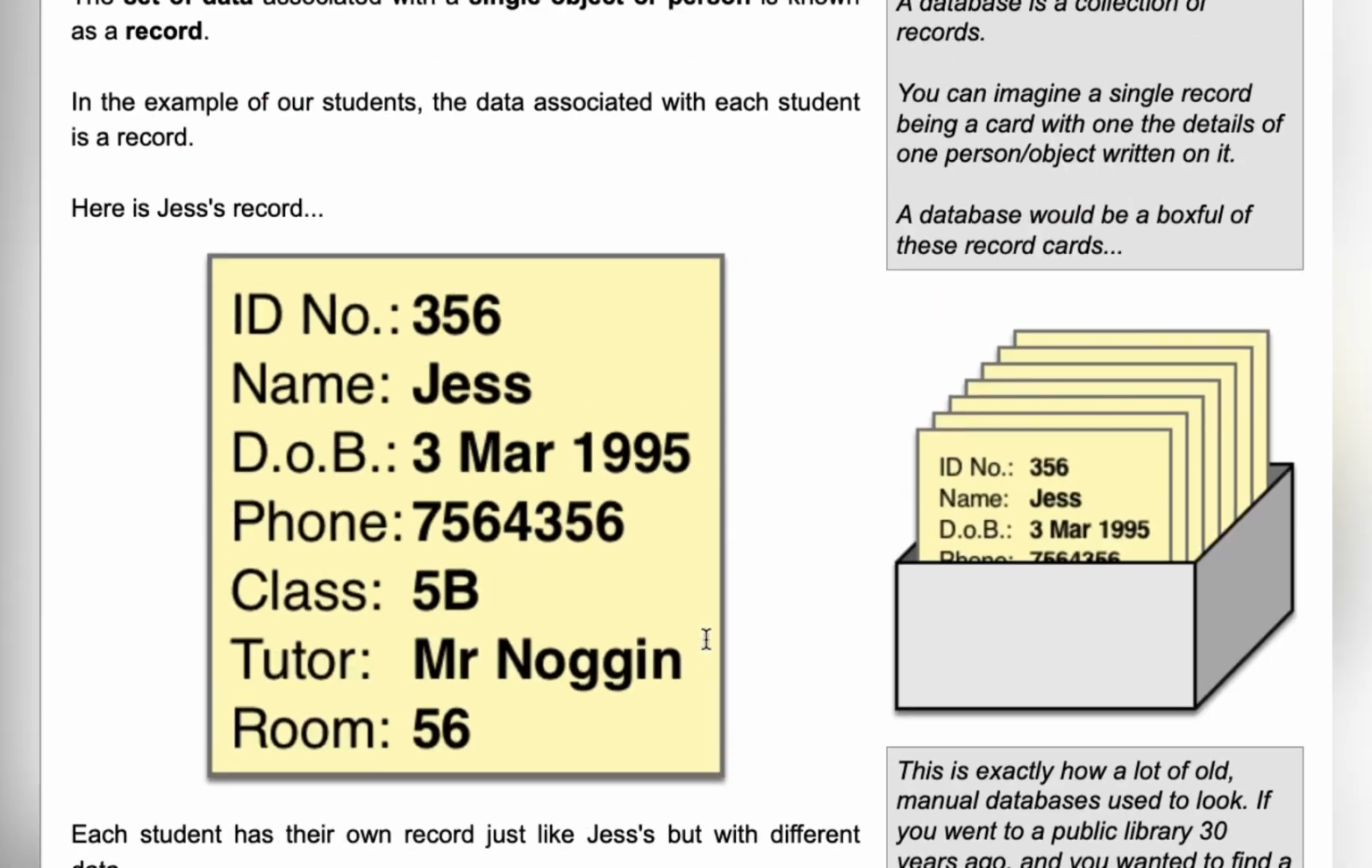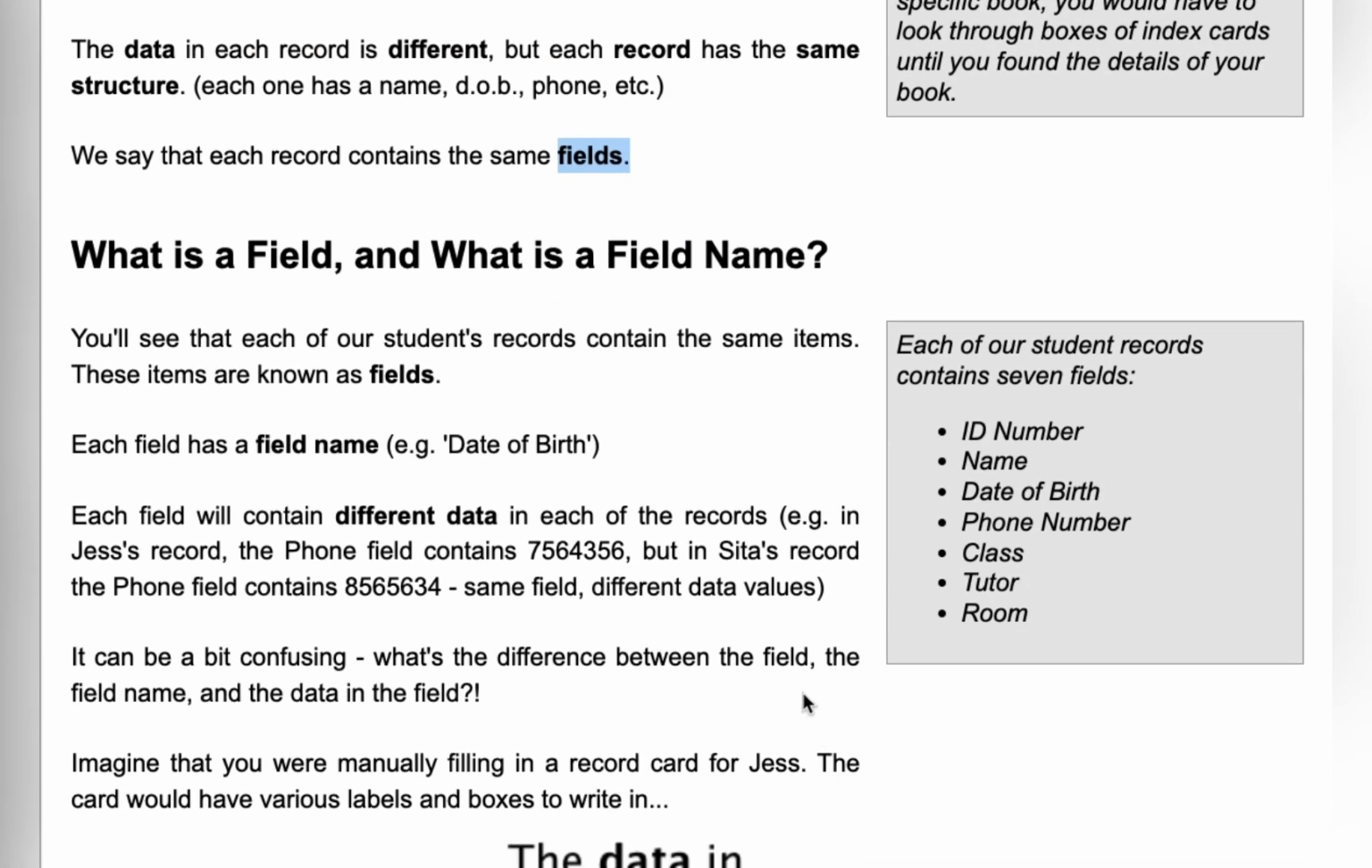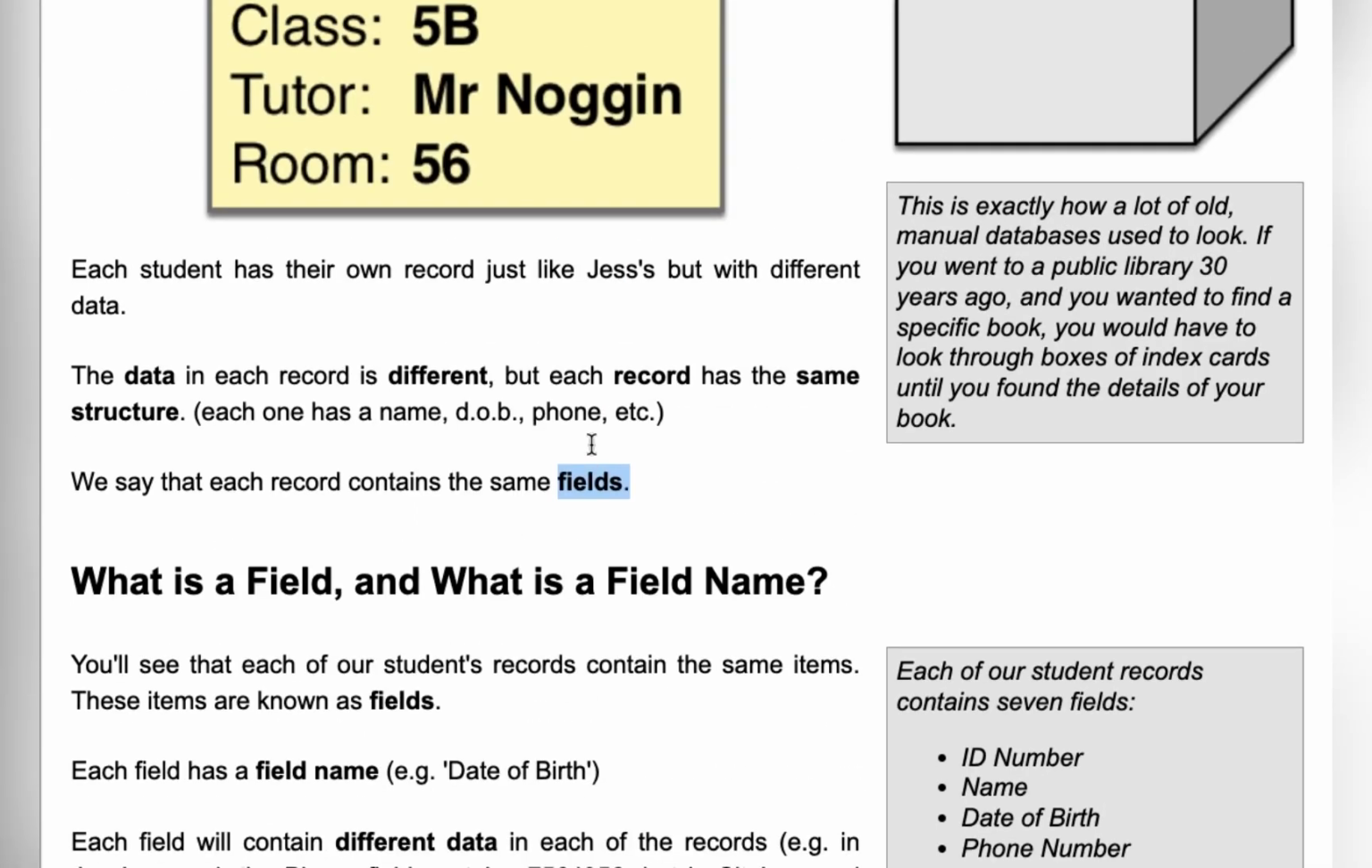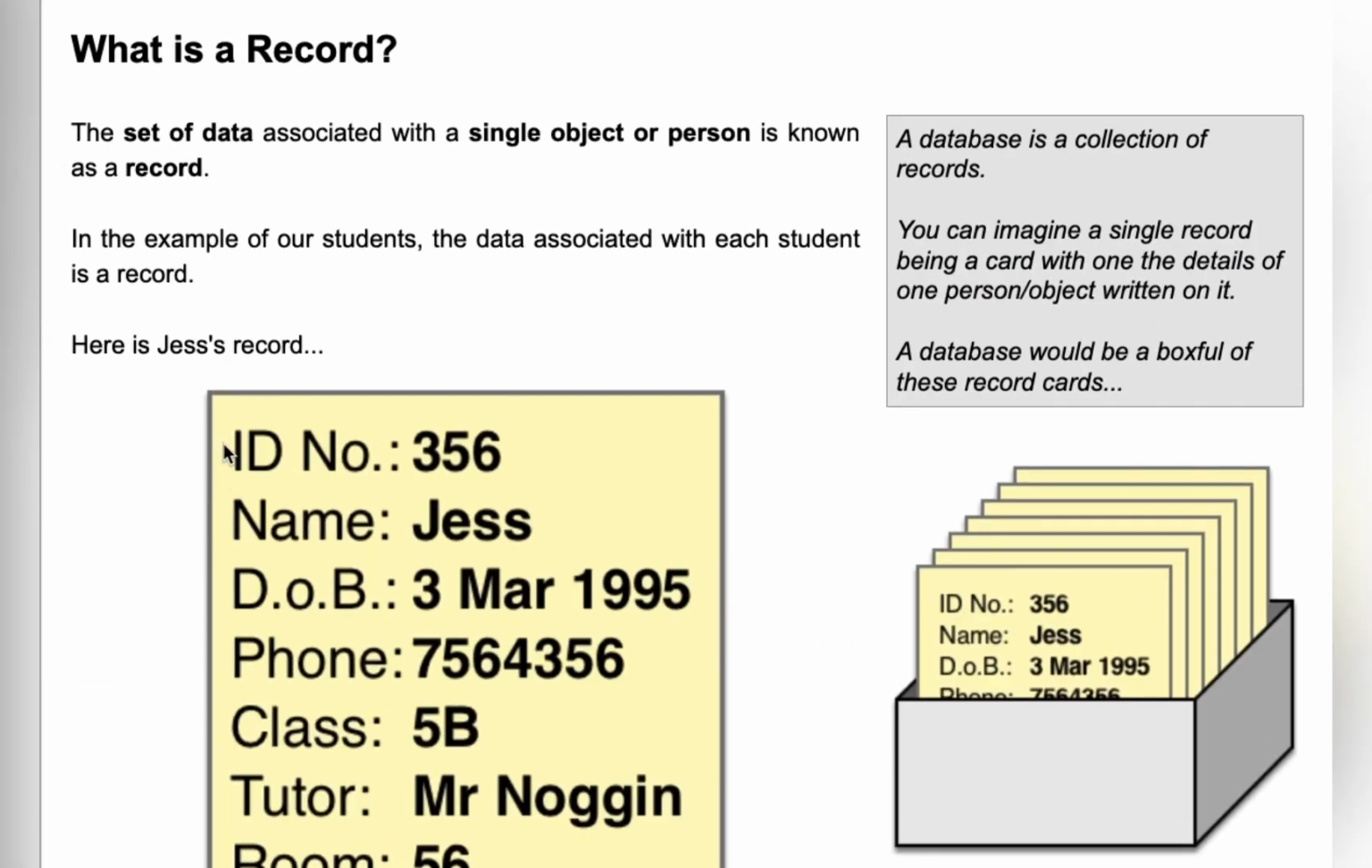Now, for example, the first field is what? ID number. The first field is an ID number. Each field has a field name. What's the name? Like ID number is the field name. Okay, this field has a name. The name is ID number.